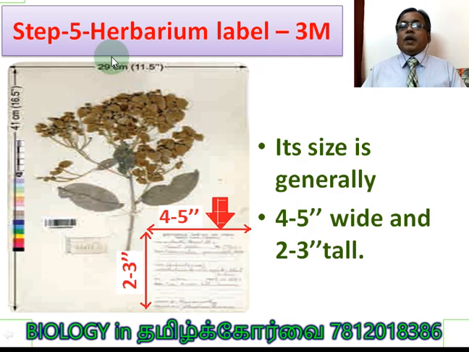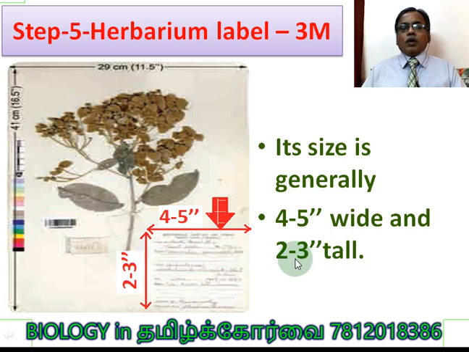Step 5, herbarium label. The herbarium label is very, very important because it furnishes all the details about the plant collection, even the person who collected the plant. Its size is also mentioned. So plant press size is mentioned, herbarium sheet size is mentioned, and here the herbarium label size is mentioned. It is 4 to 5 inches wide and 2 to 3 inches tall.